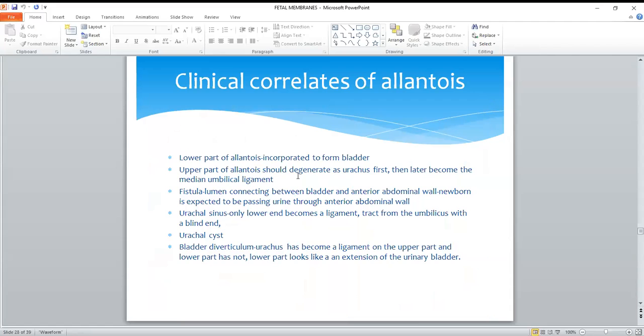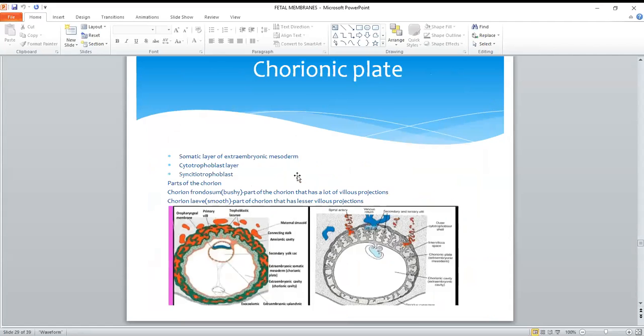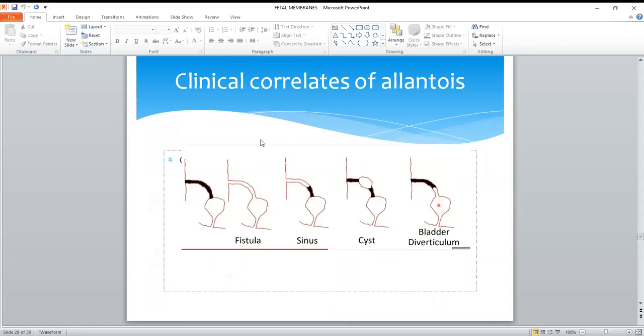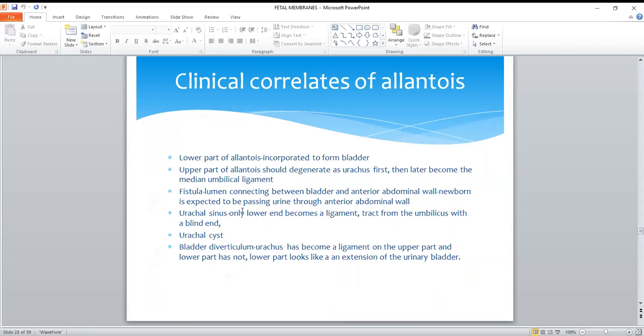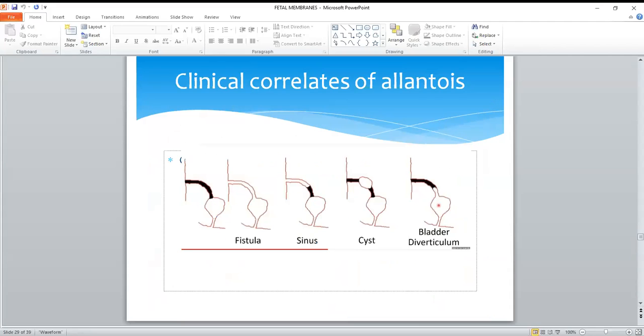Okay. So now let me go to the clinical correlates. Again, I'll start with the picture, and then I'll go to the notes. So it's basically the same concept. You have a fistula, a sinus, a cyst, and a bladder diverticulum. As I had said, a fistula is an abnormal connection.